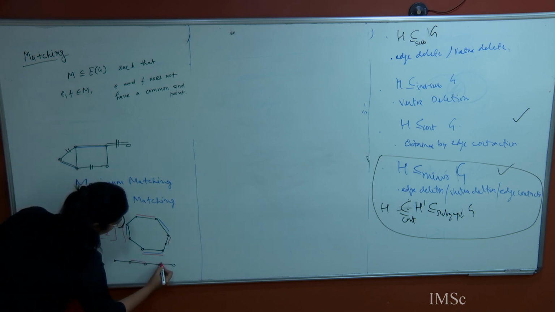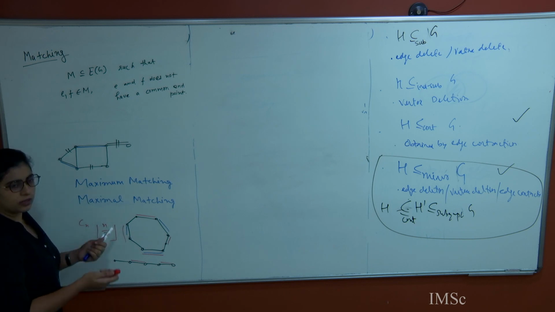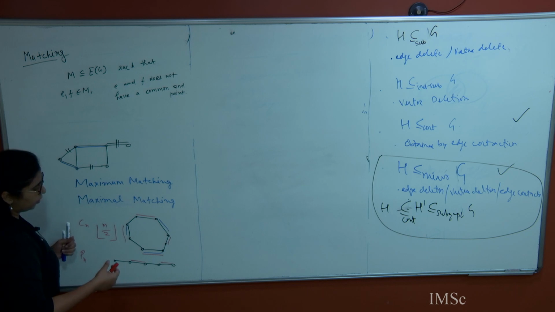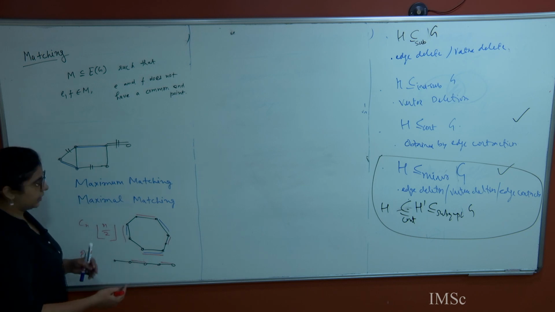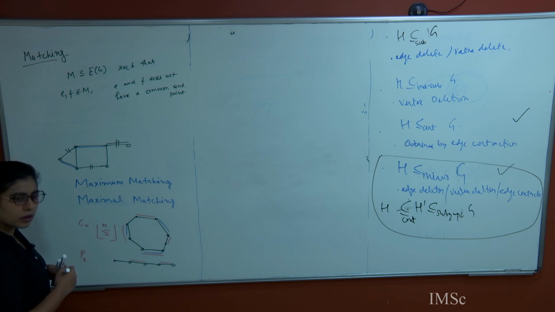So what can you say about a path? Same for even: you can take n by 2, every alternate edge. And if it is odd, then also we will take alternate edges, and it will be floor of n by 2. N denotes the number of vertices.